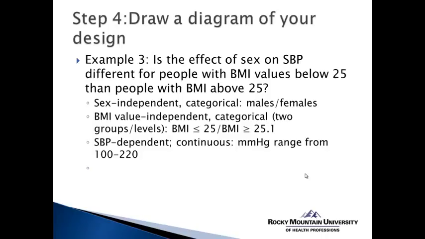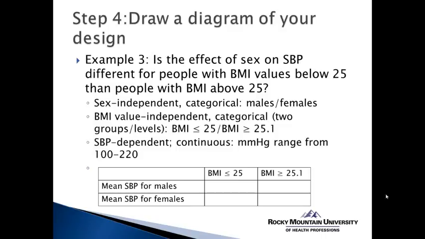Now, just like we did before, we want to develop columns and rows that will represent the different measurements we're going to be taking, and also based upon the different independent variables that we have. So again, we can see here we can have one of our independent variables representing the columns, so BMI and its two levels. But now we have a second independent variable, so now we're going to have two rows representing the mean systolic blood pressure for males and then the mean blood pressure for females.